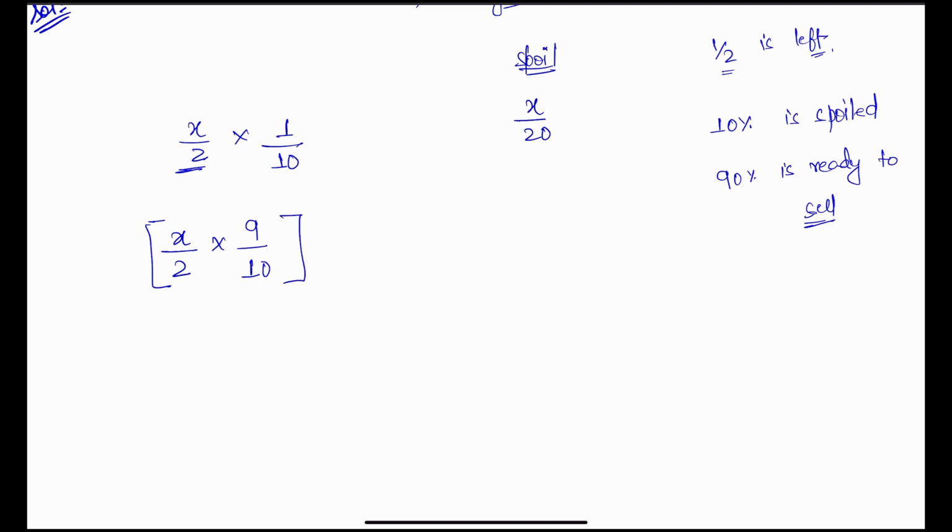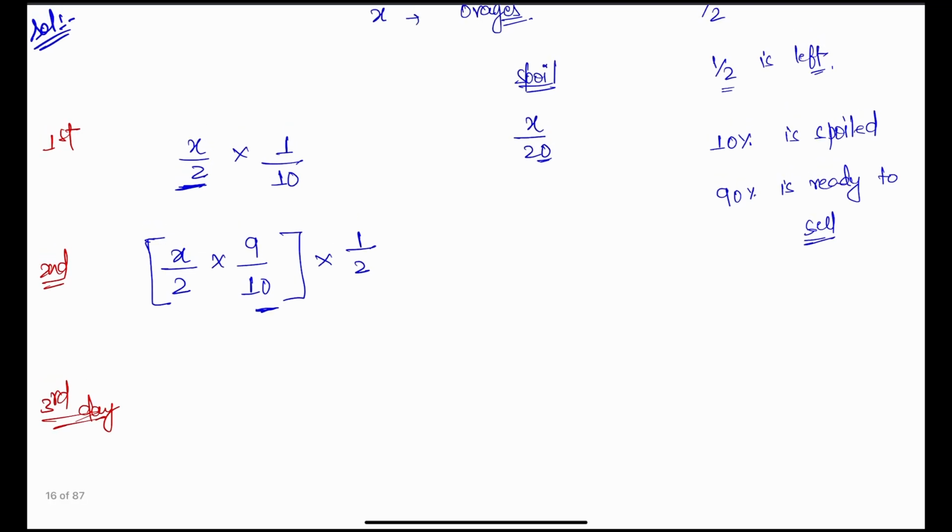Again the same story will begin. This is the first day, this is the second day, this will be our third day. So now x by 20 is spoiled. We had this much and now we have only this much. From this also 1 by 2 he will sell. Remaining stock is how much? This much. And then 1 by 10 is again spoiled.